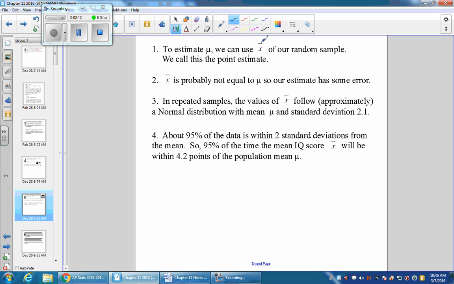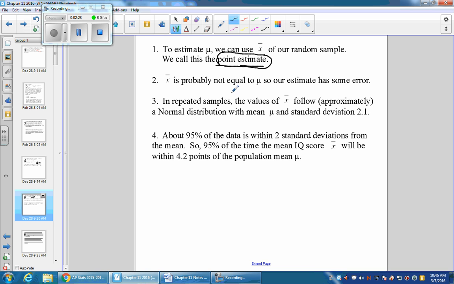So we want to estimate mu the best we can. We can use our x bar from our random sample. We call this a point estimate. They use this word quite a bit, so just make sure you know the word point estimate is what our x bar is. It's just a new name for it.